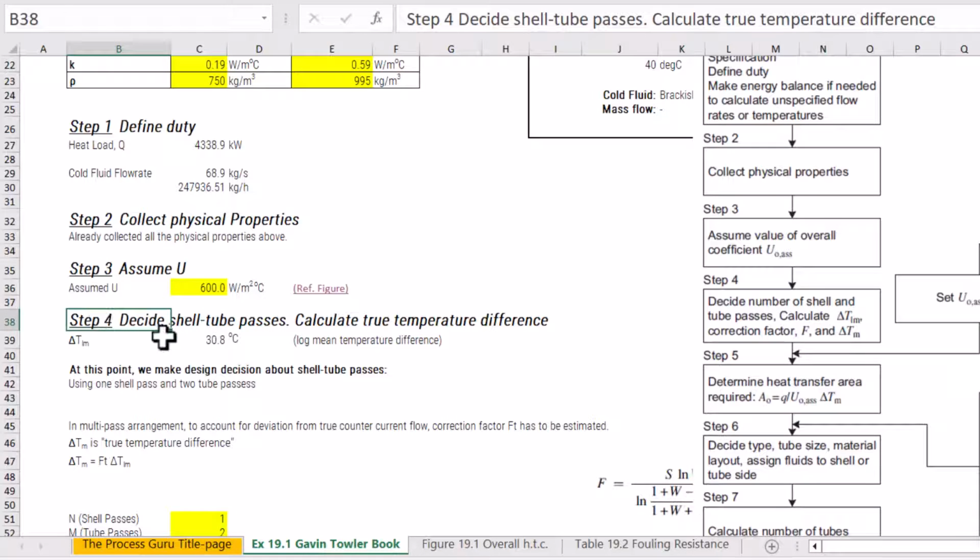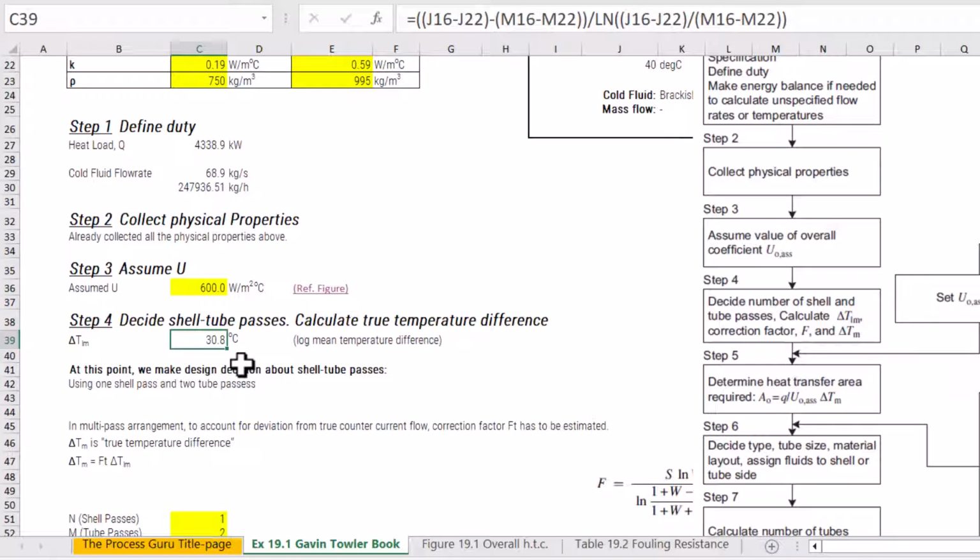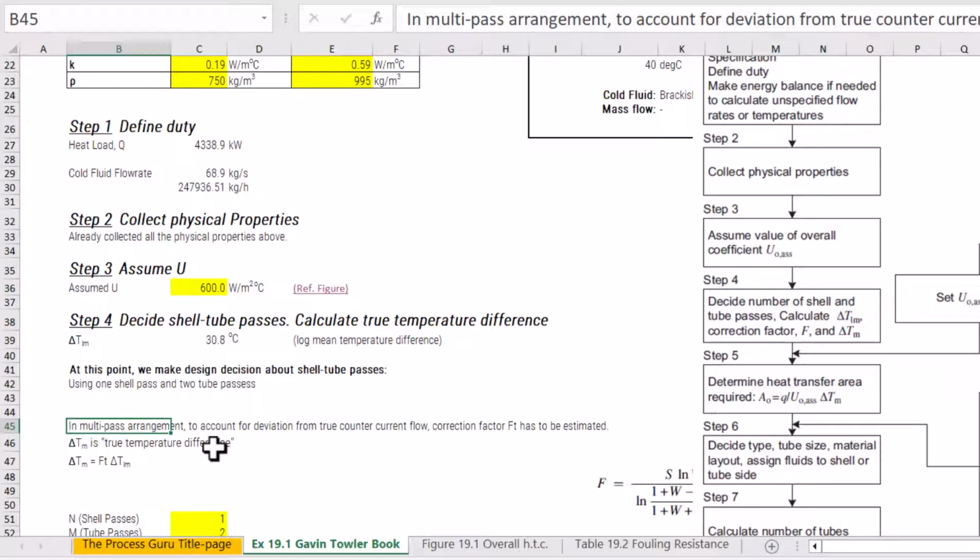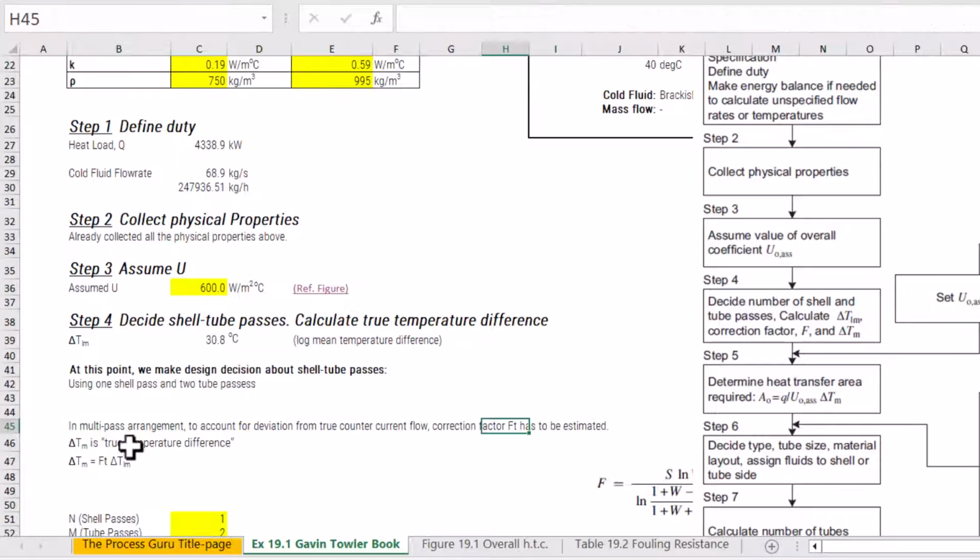So coming here, step 4, calculation of LMTD, very simple. Perhaps all of us know how to calculate it for counter current flow. So LMTD is calculated. At this point, we make a design decision about the shell and tube passes. We just want to go with one shell pass and two tube passes. Whenever we have a multiple pass system, there is always some deviation from true counter current. To take care of that deviation, we introduce this correction factor Ft. Using this correction factor Ft, we calculate the true temperature difference, delta Tm, which is just the multiplication of correction factor Ft and LMTD.